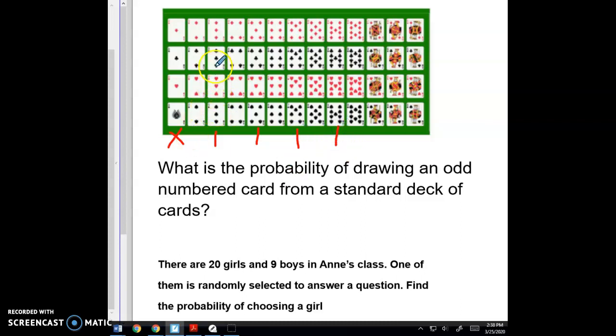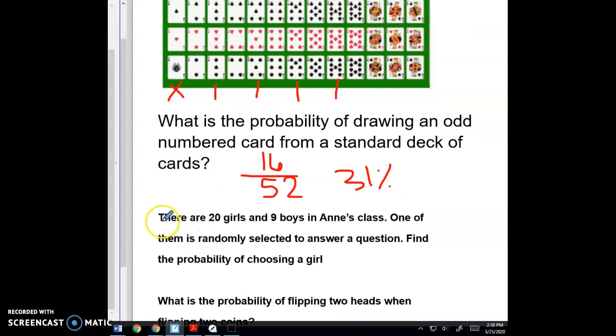So that's 1, 2, 3, 4, 5, 6, 7, 8, 9, 10, 11, 12, 13, 14, 15, 16 cards that are odd. And the total number of cards in a deck of cards is 52. So that's the total. And 16 out of 52, 16 divided by 52 is 0.31 or 31%. Okay, so about a third, a little less. All right.